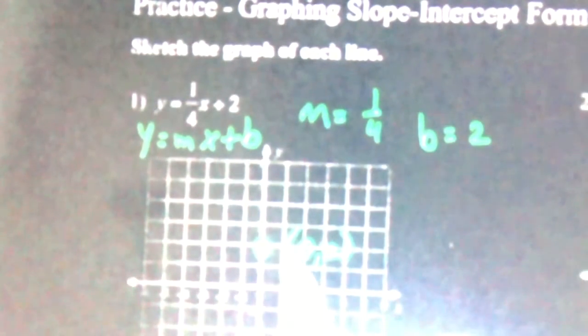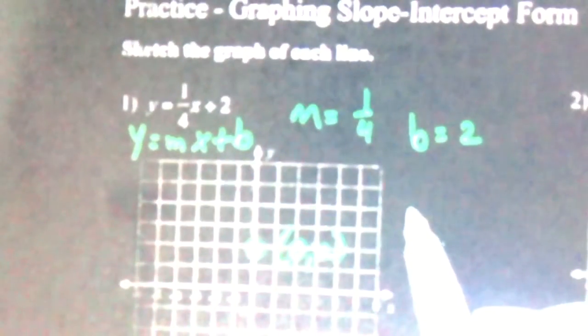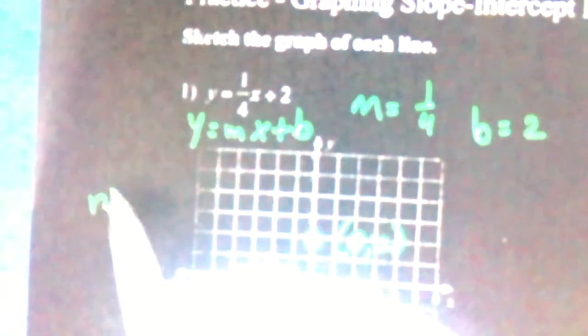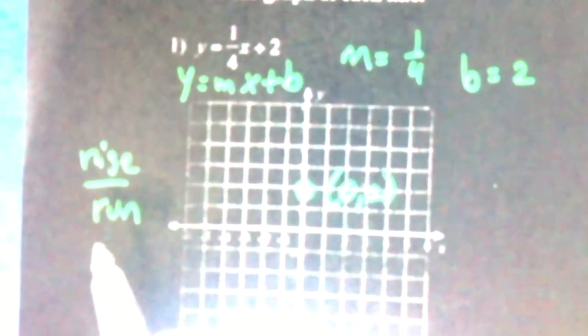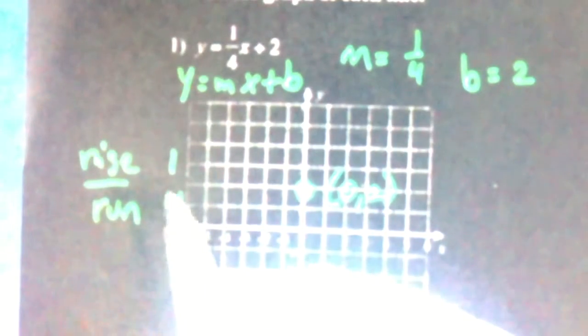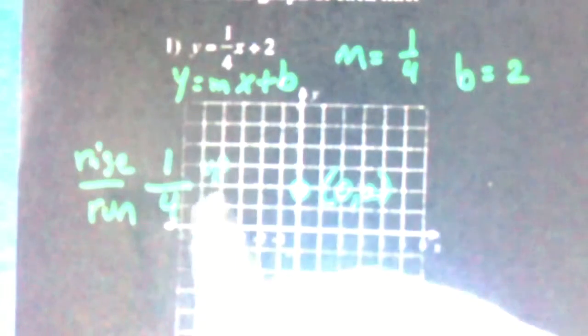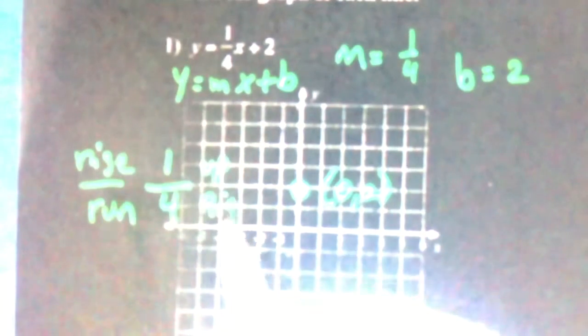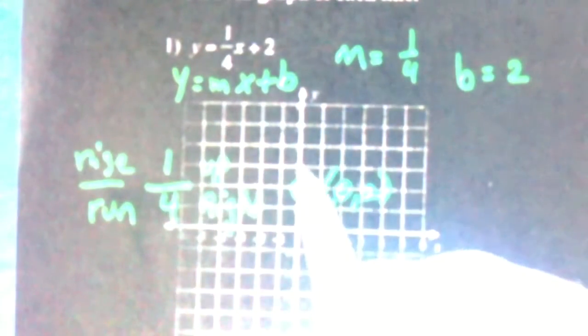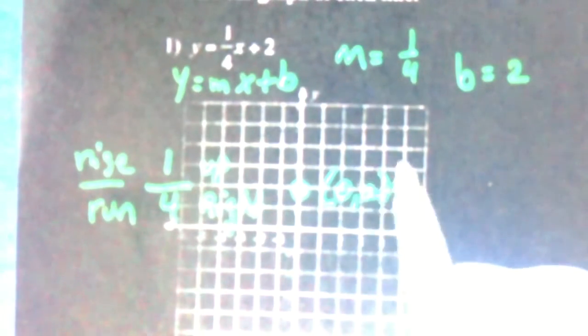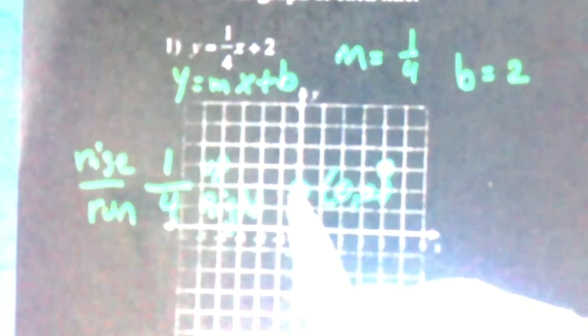Well, we rise over run. Slope is literally rise over run. I'm just going to move that over so you can see it. Rise over run. And the rise in this case is 1. We're going to rise 1, and we're going to run 4. So up 1, sorry, and right 4. Up 1, 1, 2, 3, 4 over. We have ourselves a line.